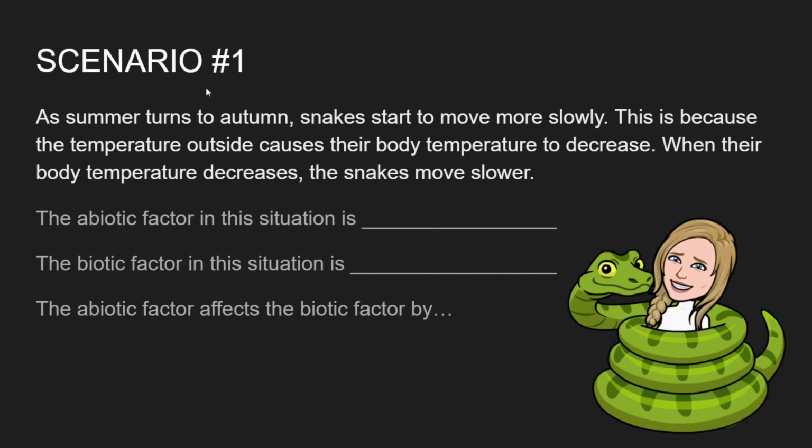Okay, so here's scenario 1. As summer turns to autumn, snakes start to move more slowly. This is because the temperature outside causes their body temperature to decrease. When their body temperature decreases, the snakes move slower.